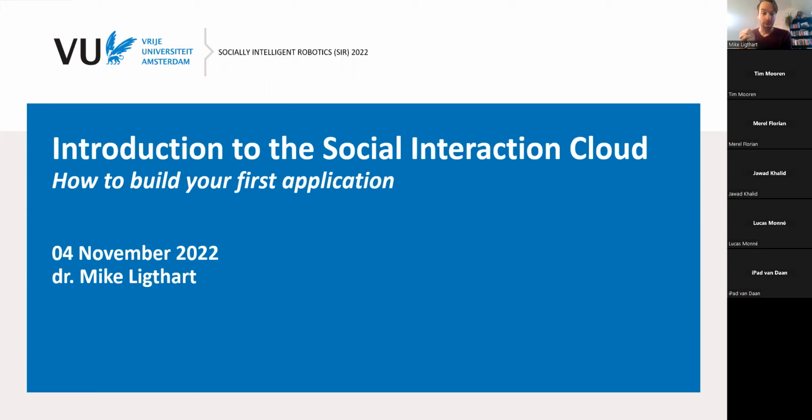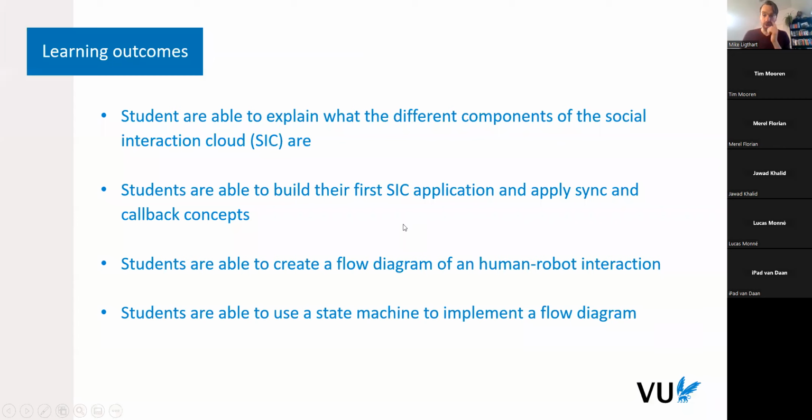But let's take a more in-depth look at how to build your applications and how to deal with a number of stuff. So after this tutorial, hopefully you know what the main components are of the social interaction cloud, but more importantly, know how to build your first application using the concept of syncing or locking an interaction thread and callbacks. And also, I want you to think about how you will be applying the application in an interaction context, in a human-robot interaction context.